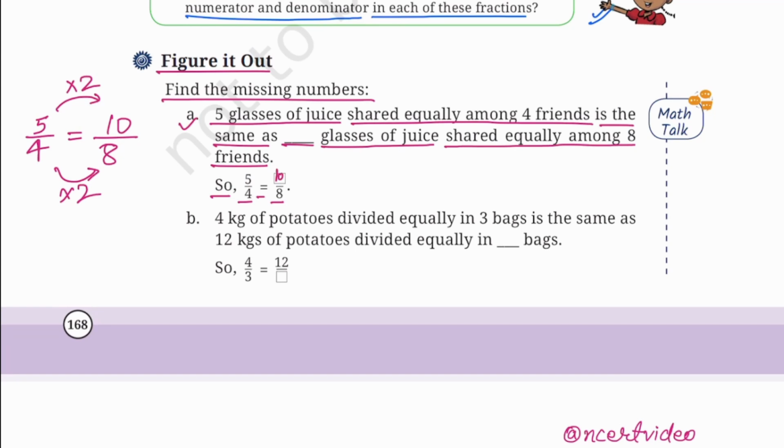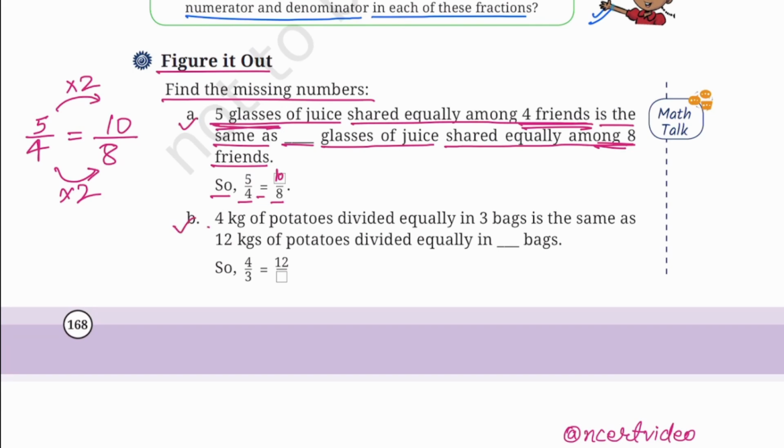So you have to write 10 here. 4 friends require 5 glasses of juice. So 8 friends will require 10 glasses of juice. Just double of the previous one.